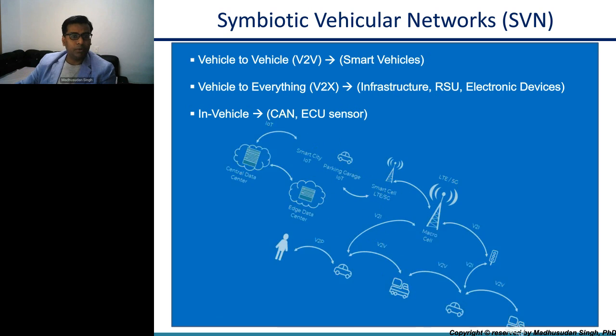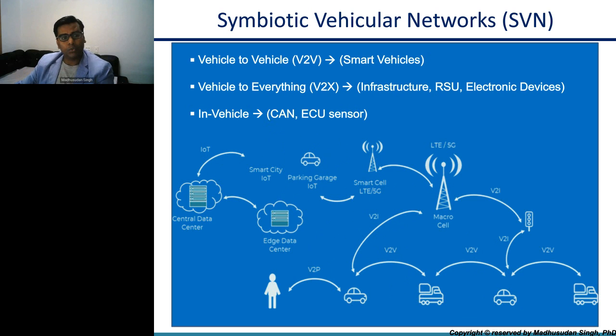In V2V communication, vehicle to vehicle, we can send and share information, such as location, between vehicles. Vehicle-to-everything communication is provided through communication channels such as LTE, and through these channels we can share all the surrounding information with other vehicles.